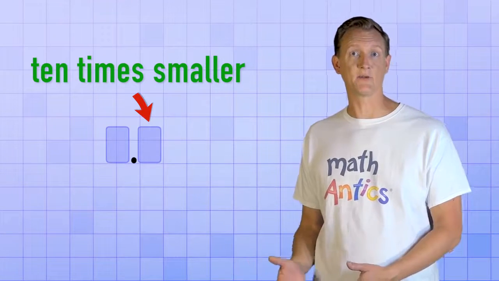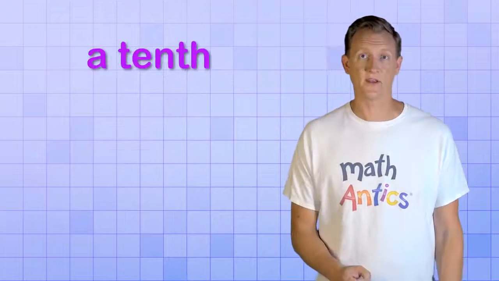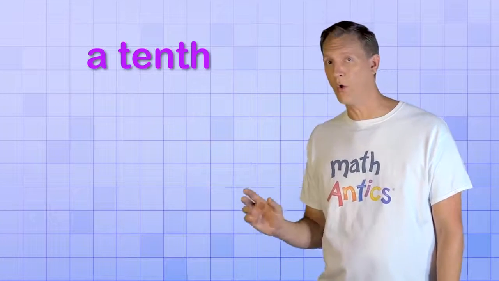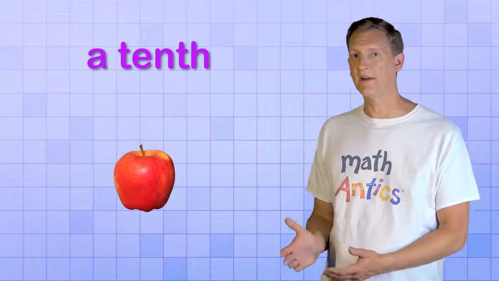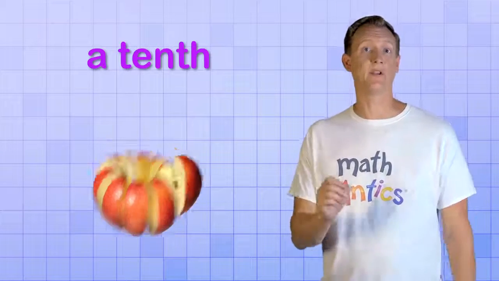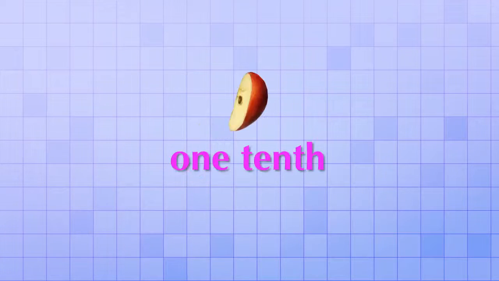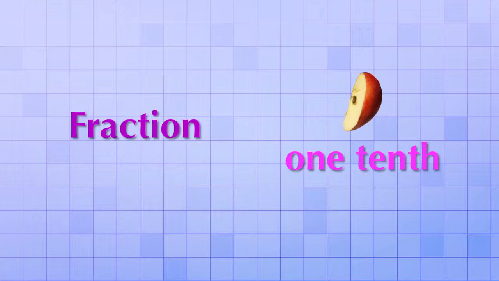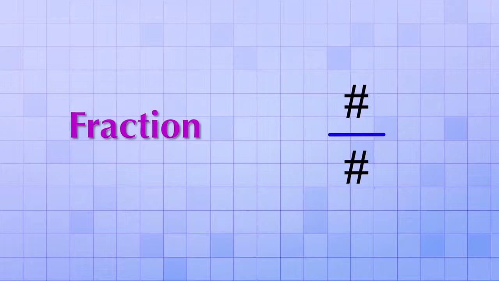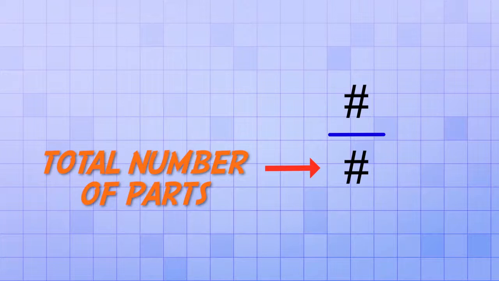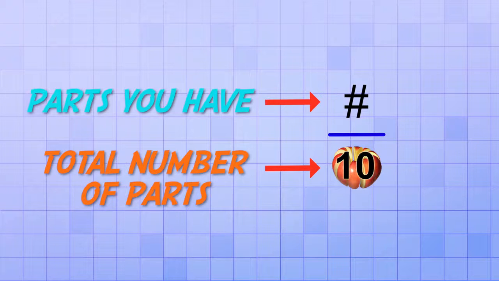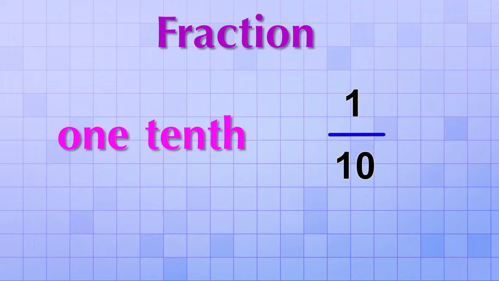The amount that's 10 times smaller than 1 is called a tenth. It's the amount you get if you take one whole, like one whole apple, and divide it into 10 equal parts, keeping just one of them. 1/10 is what we call a fraction, and fractions are written using a special notation that has two numbers with a line between them. The number on the bottom tells how many equal parts a whole amount is divided into, and the top number tells you how many of those parts you have. So the fraction 1/10 is written like this, 1/10.